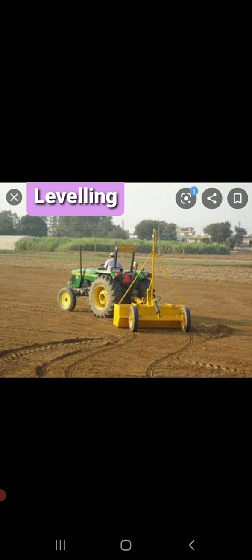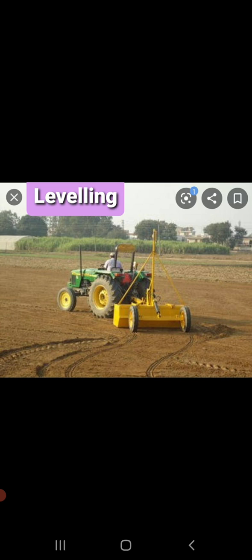Then we have the last agricultural implement, that is leveler. A leveler, as I mentioned earlier, is a large piece of wooden plank. It can also be driven by animals or a tractor. It is used for leveling the field before sowing the seeds. So these all agricultural implements are being used for preparation of soil. That was the first step in agricultural practices.